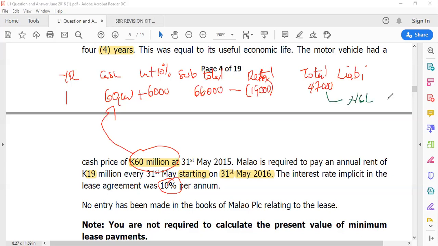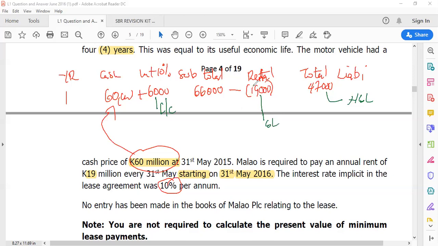Now remember, this 47,000, because it's paying in arrears, is what we are going to call our non-current liability. It's going to be payable in a period of over 1 year. Are you seeing? Okay. What is our interest? You see this figure is our interest there, our finance cost there. Now look at this figure. This figure is our current liability. You see, current liability, but that is not true.